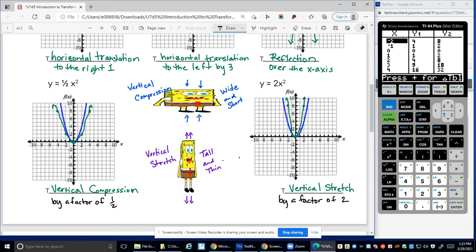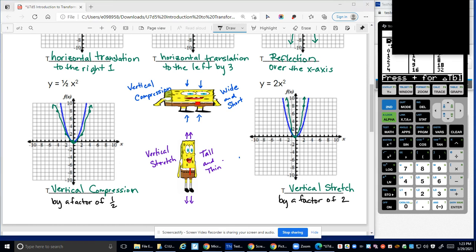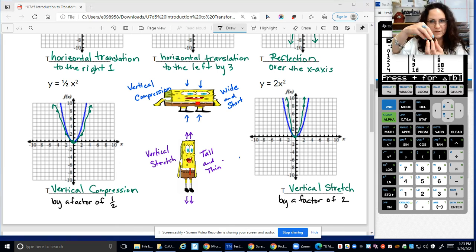Let me turn on the camera for this, because I have to do my little thing here. So the bigger the number in front, that's the number in front of x squared, otherwise known as usually our variable a, the more we stretch it and make it taller and thinner, right? When the number is less than 1, we basically squish it down. So that's vertical compression, squish, and vertical stretch, where we make it tall and thin.